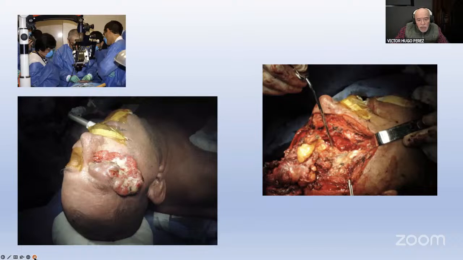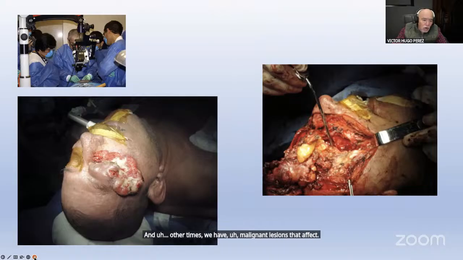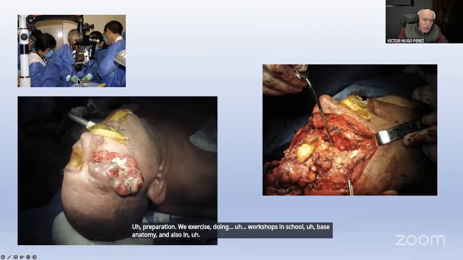And other times we have malignant lesions that affect the orbit, all the orbit, the eye, and this kind of lesions requires a multidisciplinary approach. In this case, we make the surgery with a neck surgeon. For doing this kind of surgery, we need a big preparation, a big exercise, doing workshops in skull base anatomy, and also in doing dissection.